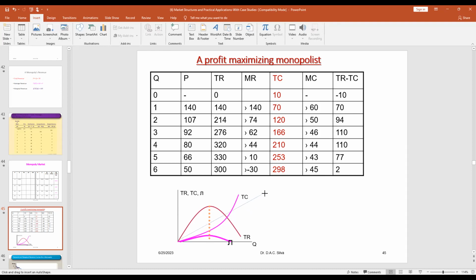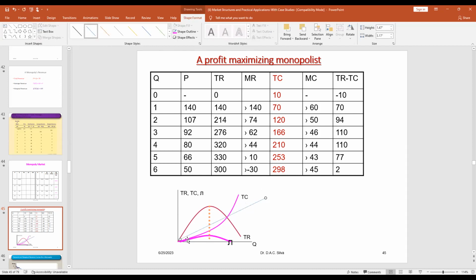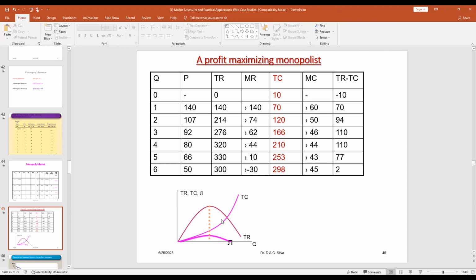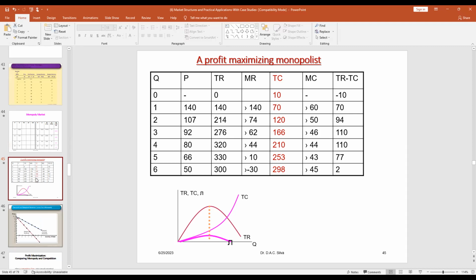Right? You see, if there's a TR curve in a perfectly competitive market, the profit gap is like this. But in a monopoly market, TR goes like this. Therefore, monopoly is making more profit than the perfectly competitive market. This is an example you can see from the basic theory.